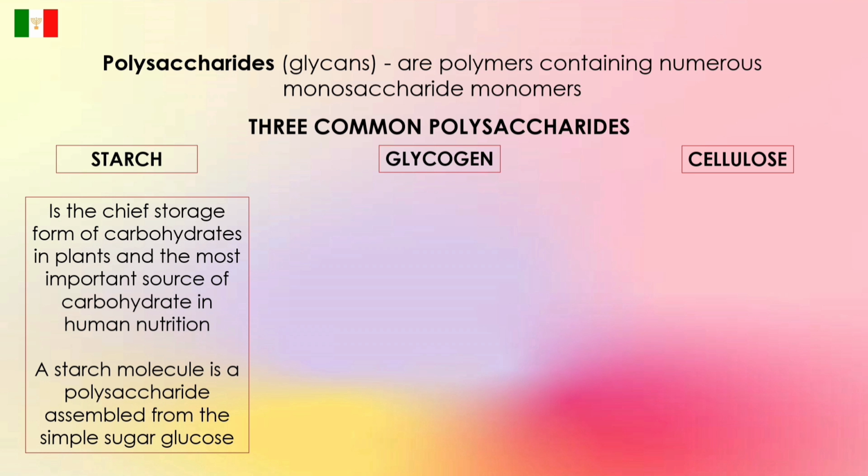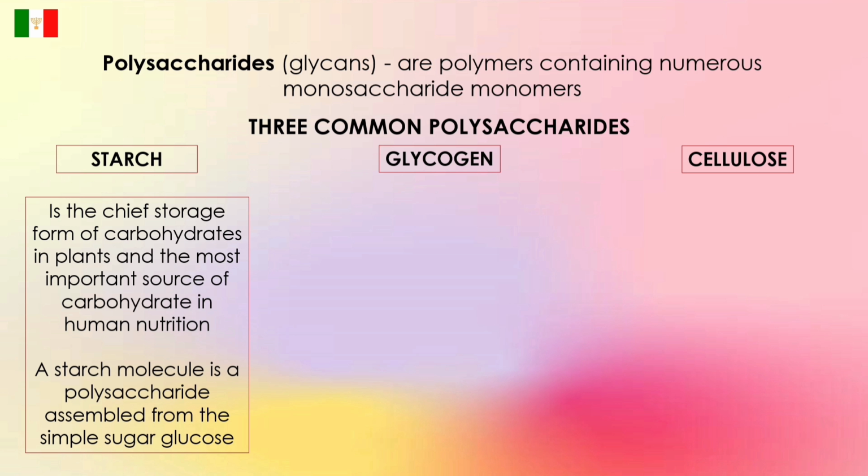Starch is the chief storage form of carbohydrates in plants, and this is the most important source of carbohydrate in human nutrition. A starch molecule is a polysaccharide assembled from the simple sugar glucose. Take note that plants make starch.